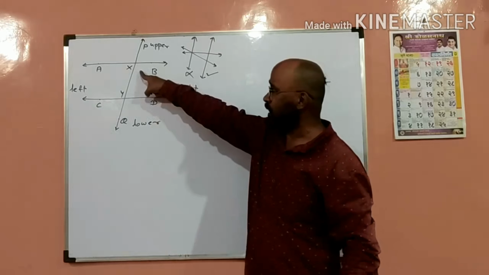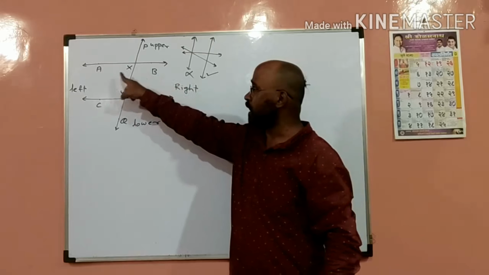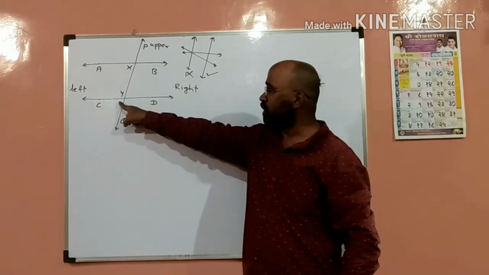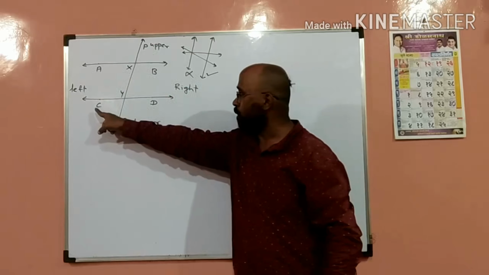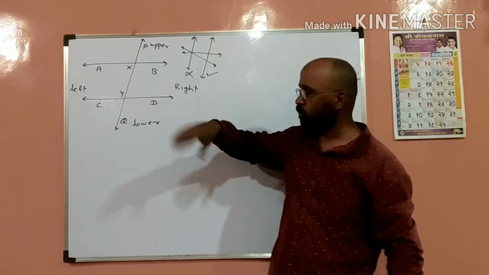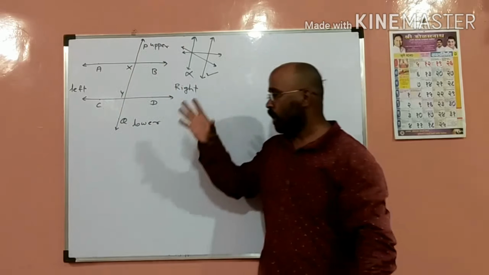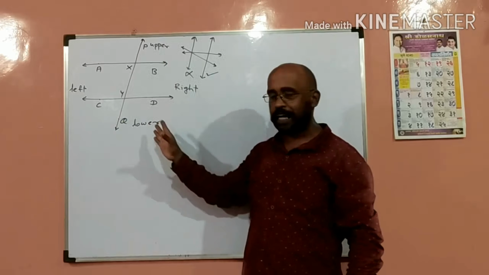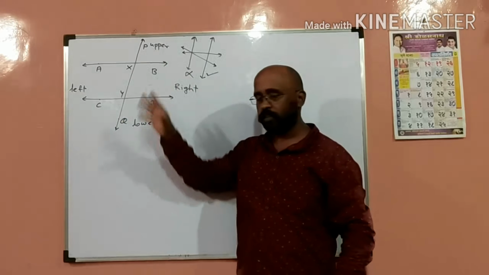Now consider this angle. What will be the name of this angle? It can be AXP or PXA. Consider this angle. What is the name of this angle? It can be CYX or CYP. Clear students? So we can give any such names. Now in this lesson, we just have to write the names of the 8 angles which have been created by the transversal.